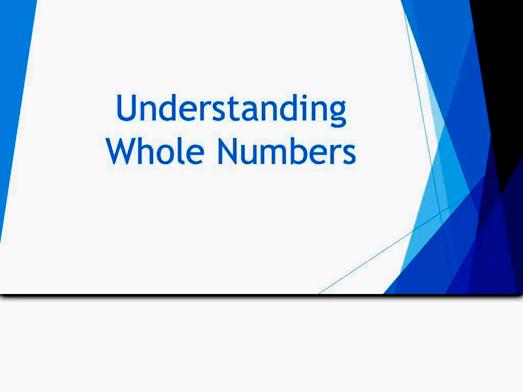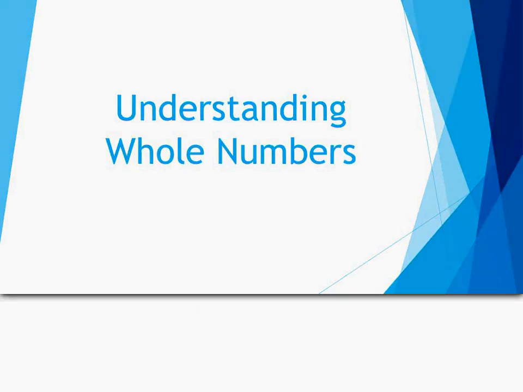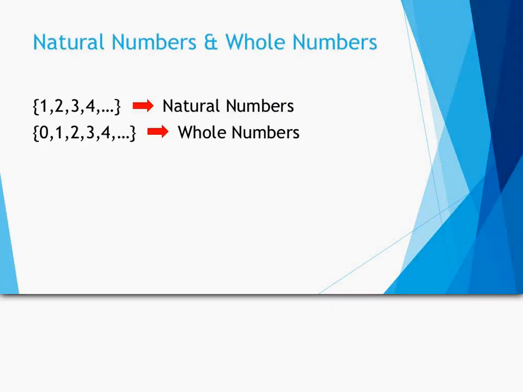In this lesson, we are going to look at the whole numbers and how to understand them. First, we want to look at the set of counting numbers. The counting numbers, or natural numbers, include the numbers 1, 2, 3, 4, and so on. Again, they are also called the natural numbers. The natural numbers begin with 1 and continue to infinity.